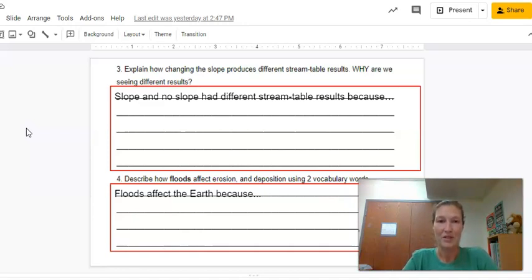Number 4, describe how floods affect erosion and deposition using 2 vocabulary words. Floods affect the earth because... what did we see in our stream table? Think back to the flood one.